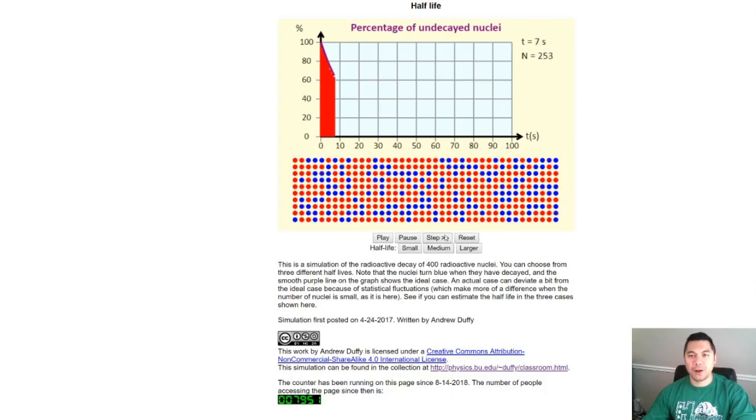How can we figure out the half-life? Well, if we started with 400 nuclei undecayed, when we reach 200 remaining, that is our half-life. Because half of the nuclei have decayed, the time that passed must be the half-life. Let's see what happens if we play out the rest of this.